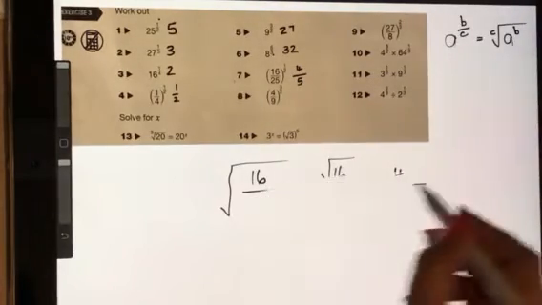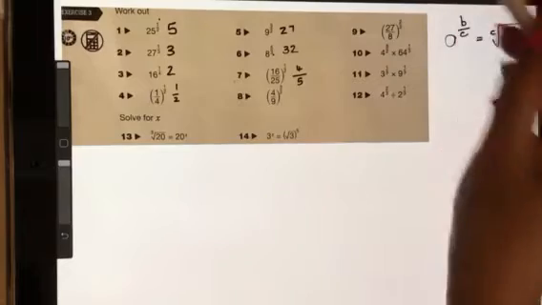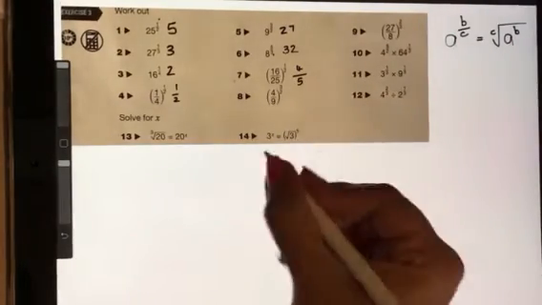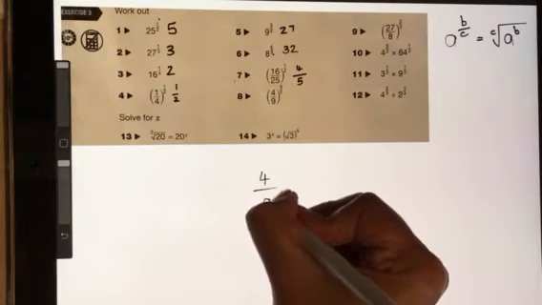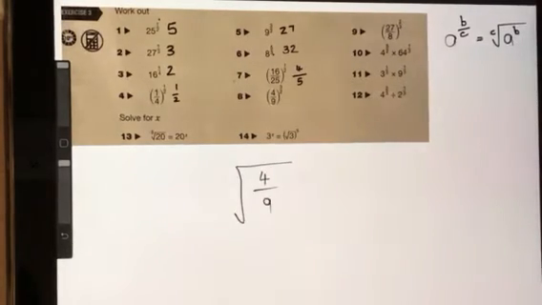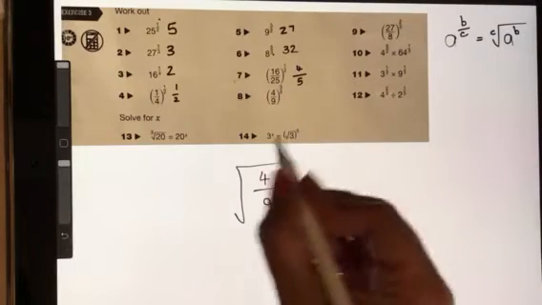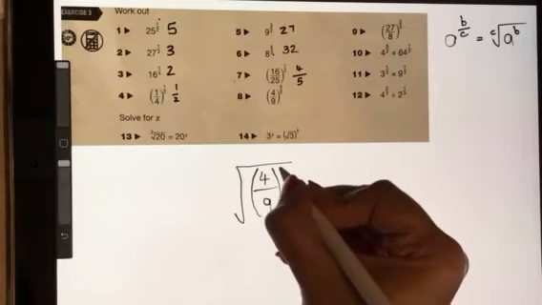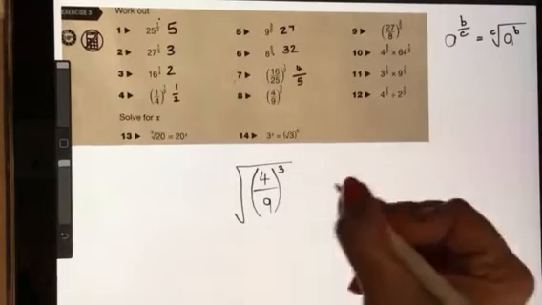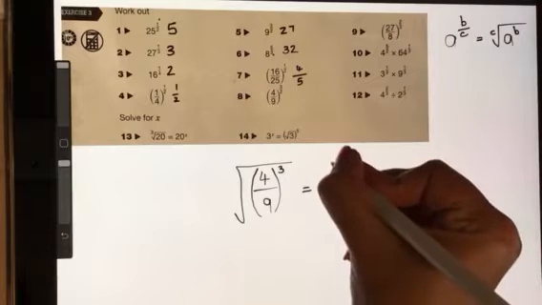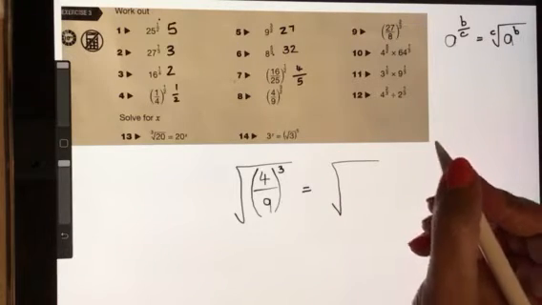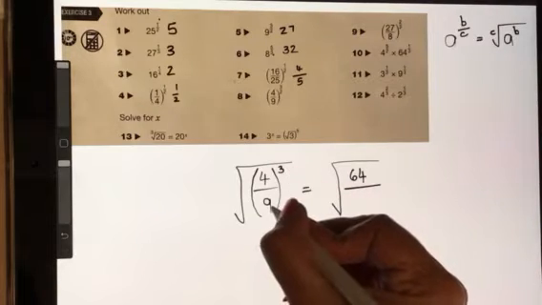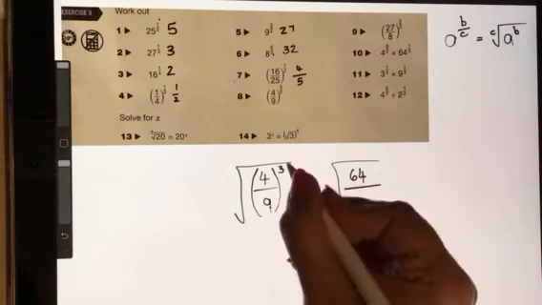Right, for number 8, same rule. This is just a little bit tricky because it's not a 1 at the top. So you're going to have 4 over 9 inside your root. This is a root 2, so there's a 2 there, which we don't write. But then it's raised to the power of 3. So the root stays the same. 4 times 4 times 4 gives you 64. And please do not forget to also raise the denominator to the power.